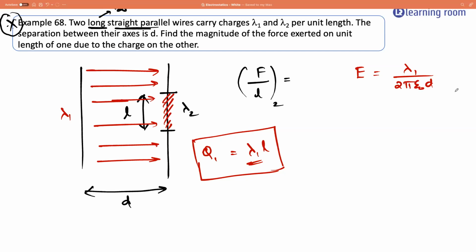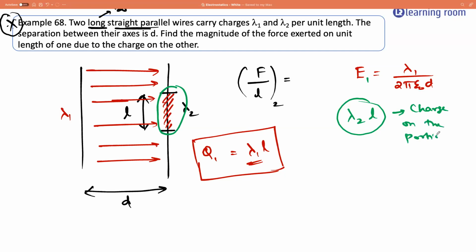Yes, sir. Now see, second step, this amount of charge, how much is the charge? Lambda 2 into L, this amount of charge is placed in the presence of the electric field due to the first charge. So this is the electric field due to the first charge, and lambda 2 into L is the charge on the portion considered.